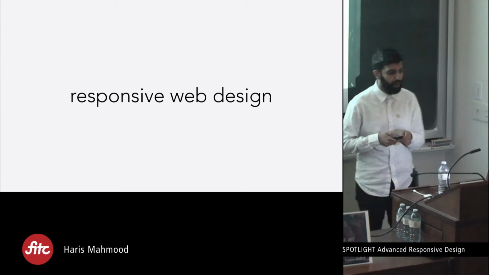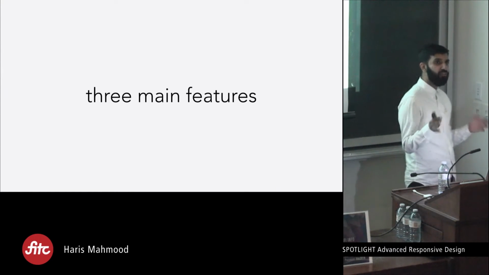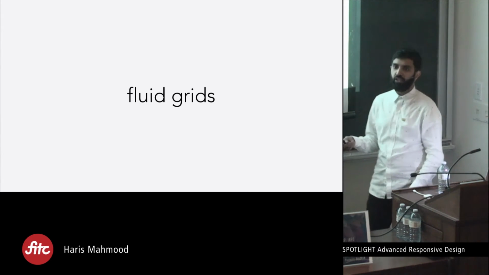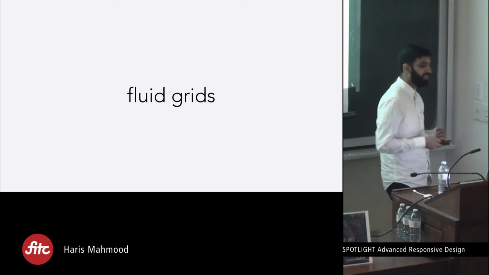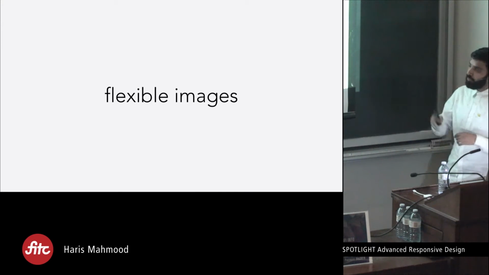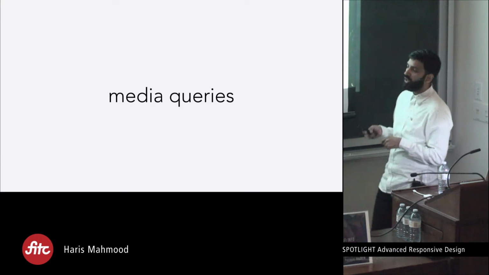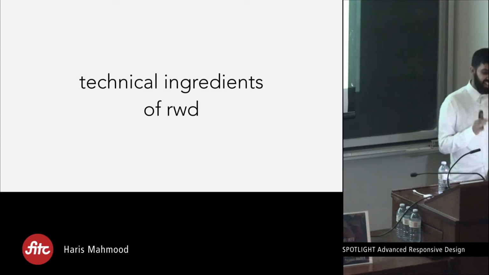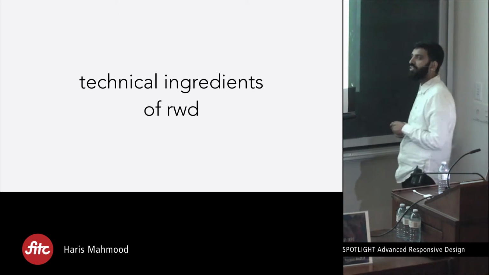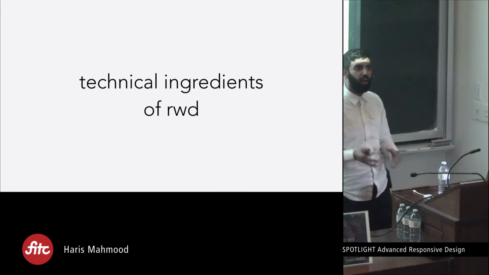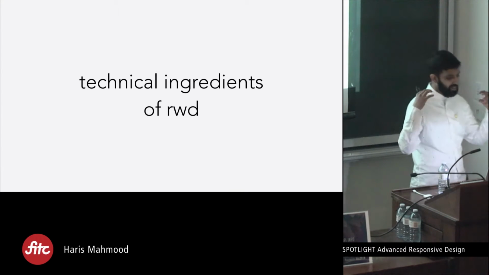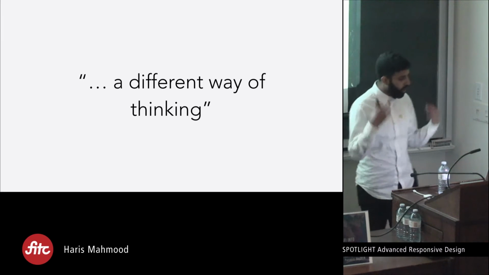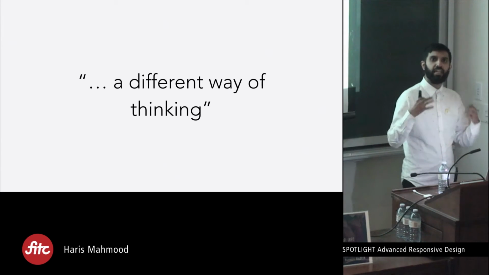2010 rolls around, and this dude named Ethan writes an article called Responsive Web Design. Mic drop. And he talks about three main features that are going to revolutionize the web. First being fluid grids, or fluid layouts, focusing on layouts. Flexible images, something that Anne spoke about earlier today as well. And media queries. We all know and love media queries today. These would be the technical ingredients of responsive web design. That was his thought, that was the future, and he wanted everyone to embrace it. And most importantly, he wanted all of us to start thinking in a different way.